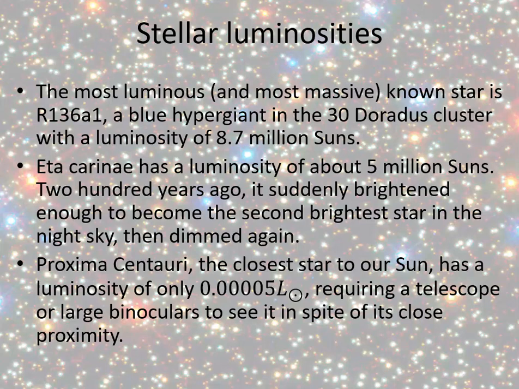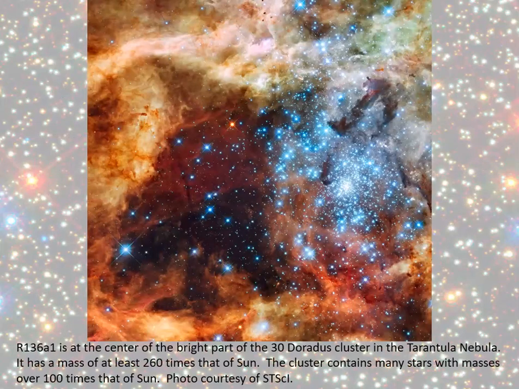And in some cases, in particular in the case of this star R136A1, we know its distance quite accurately through a method that we're going to discuss soon. But this particular star has a brightness of 8.7 million times that of our Sun, if you consider the light emitted at all wavelengths. Now, another star that we've discussed before, Eta Carinae, has a luminosity of about 5 million suns. But Proxima Centauri, the closest star to our Sun, is only 50 millionths as bright as our Sun. So you need either a telescope or large binoculars to see it, in spite of the fact that it's the closest star to our Sun.